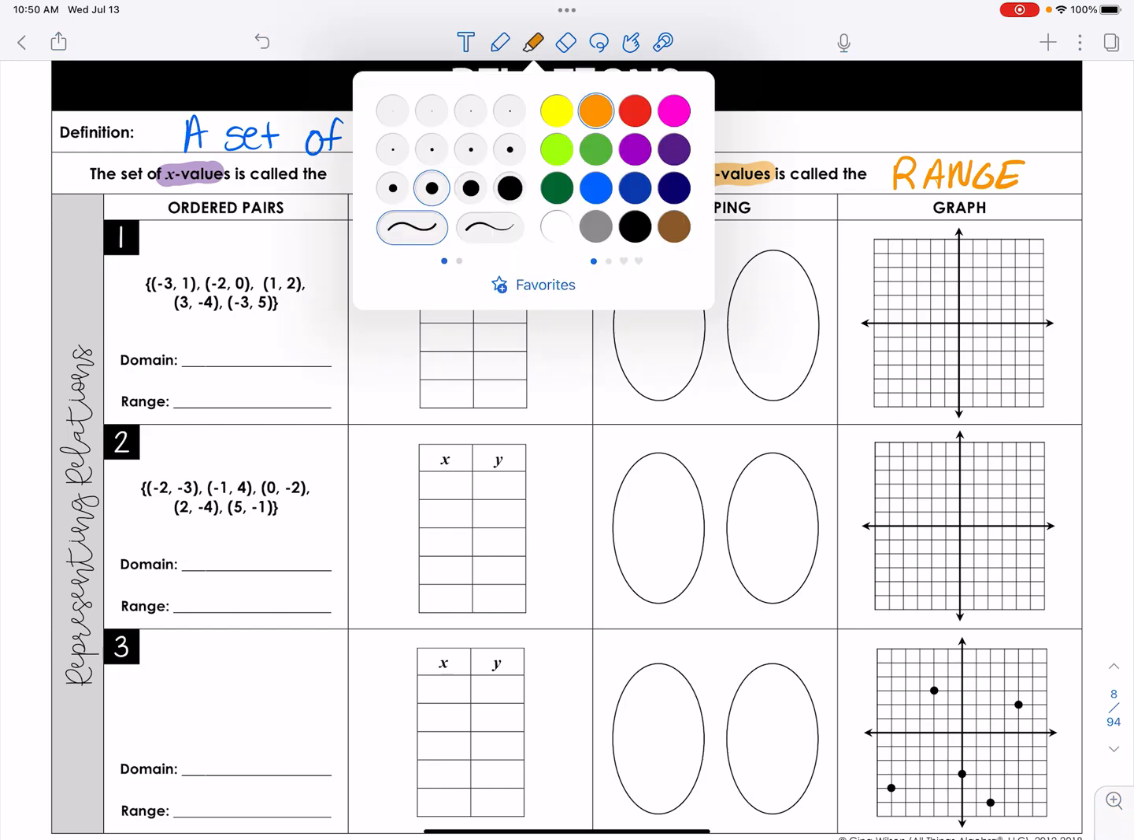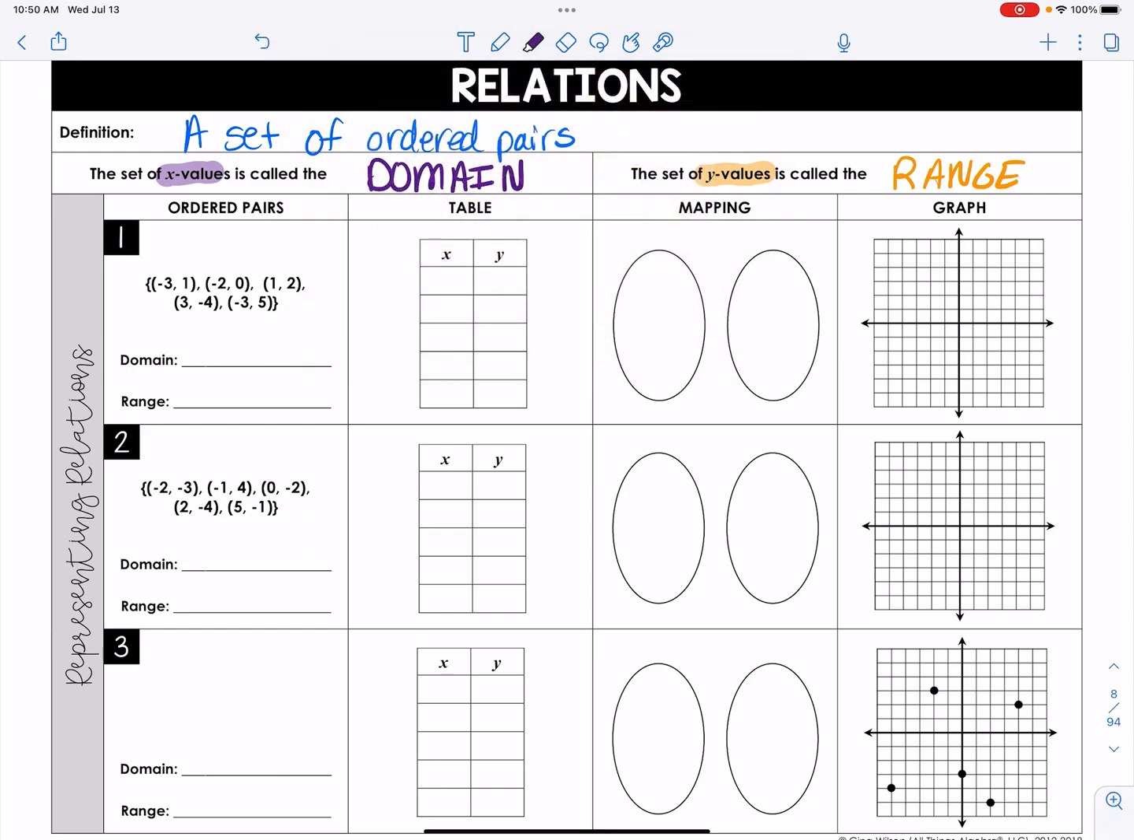So if I look at this and I look at the domain, it wants the domain, that's all of these x values in the relation. Okay, and so I'm going to list them. My domain is -3, -2, 1, and 3. Now, the next one is a -3, but I already have a -3 written, so I don't need to write it twice. Okay, I would strongly suggest not writing it twice because it's going to kind of affect your answers as you move along.